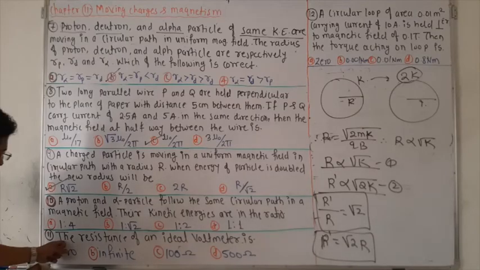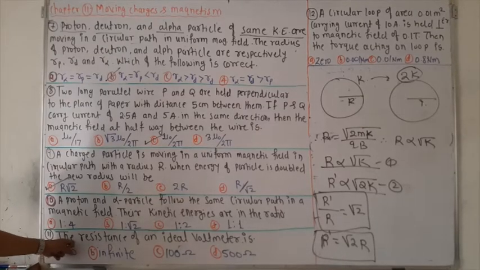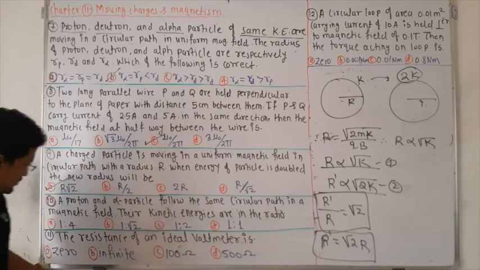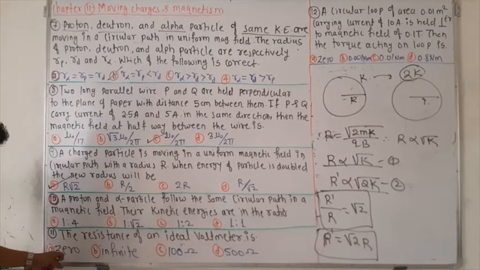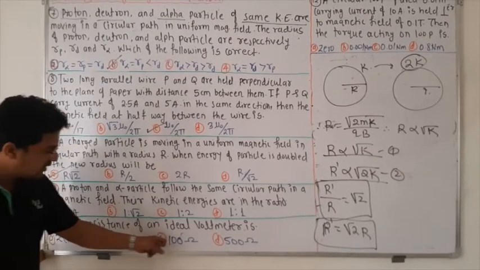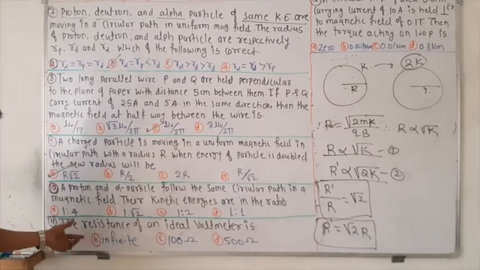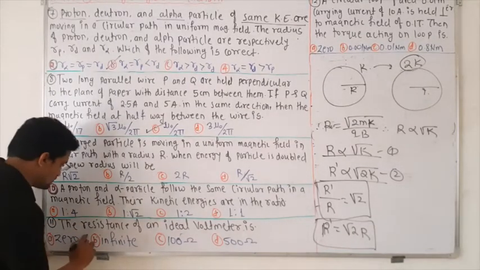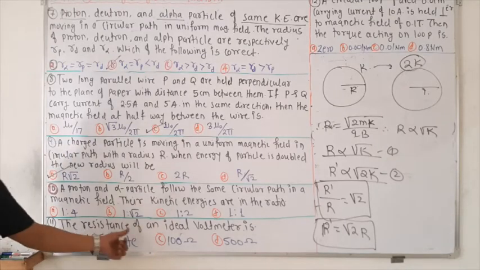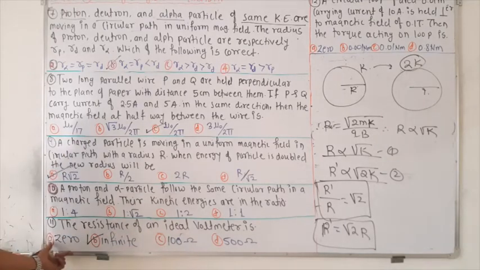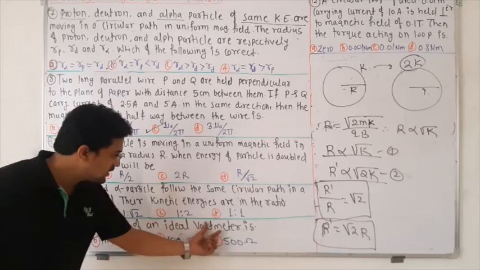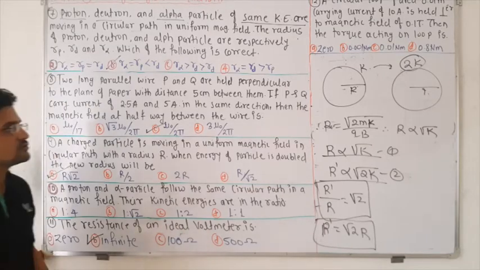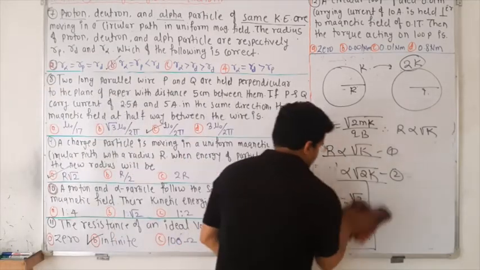We will take the 11th one. The resistance of an ideal voltmeter is 0, infinite, 100 ohm or 5 ohm. I already told you while teaching the galvanometer, so it becomes almost infinite. For an ideal ammeter it is 0, but for an ideal voltmeter it is infinite. So remember. Okay, next one.